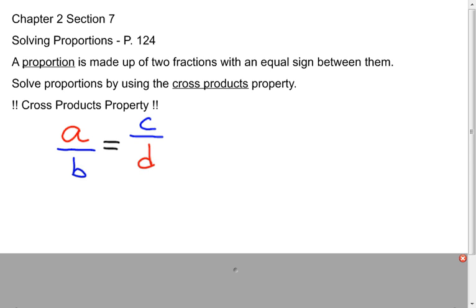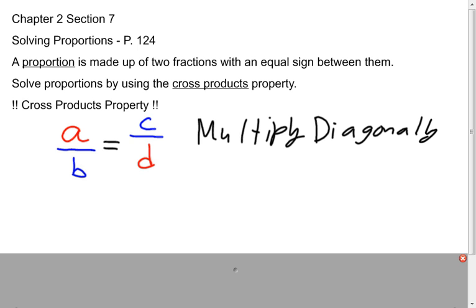If I have this proportion, A over B equals C over D. See how I've got two fractions, an equal sign in the middle. The entire key to cross products is that you're going to multiply diagonally. Okay? So here's what that would look like.